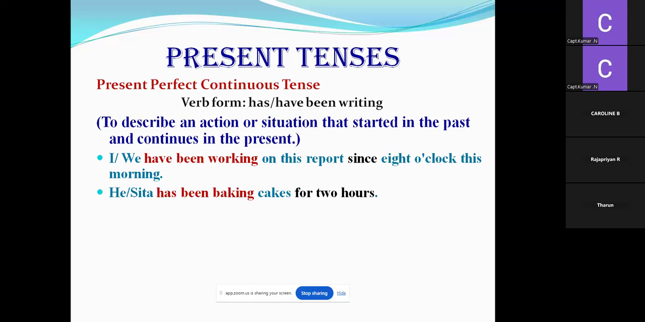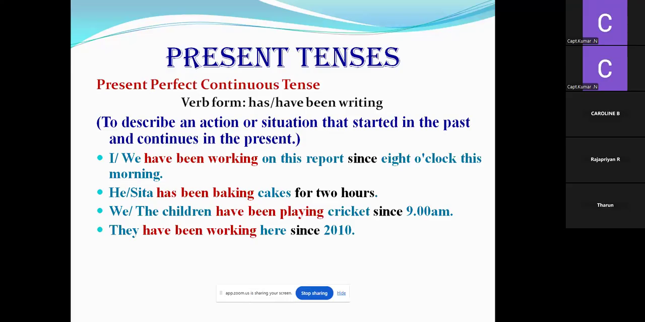Sita has been baking cakes for 2 hours. So here, exact time is not mentioned, but the duration of time, 2 hours, is mentioned. The children have been playing cricket since 9 a.m. Here also the exact starting time is mentioned. They have been working here since 2010. So the beginning time can be an exact time or a duration of time or month or week or year or century, anything. She has been waiting for you all day. So here we are using the words all day.